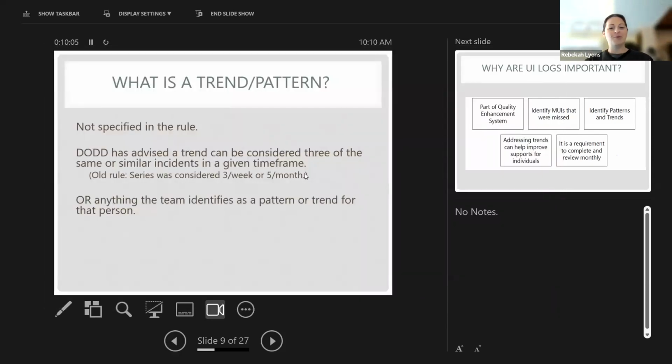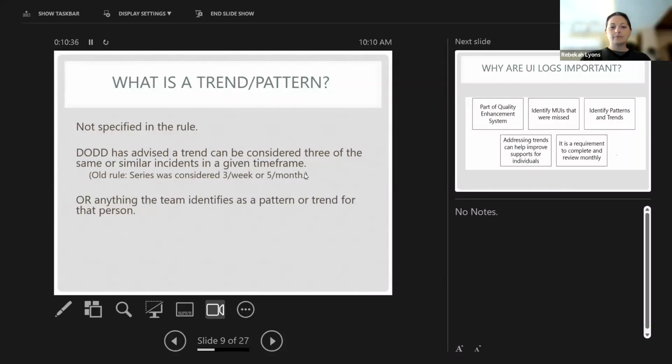We do want to broaden that because we have instances like we have an individual who every Halloween dresses up as a vampire and goes and bites his peers. So, after 2 or 3 years, we realize this is a trend and a pattern. It's not 3 in a week, it's not 5 in a month, but it does meet that consistency that we're looking for to address. Again, DODD also advises that anything the team identifies as a pattern or trend for that person is a trend or pattern.